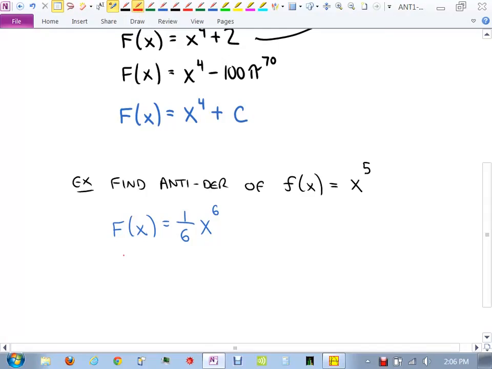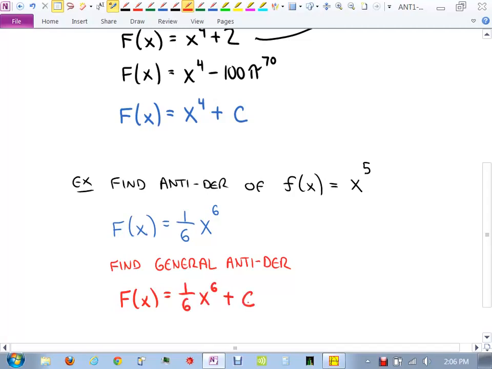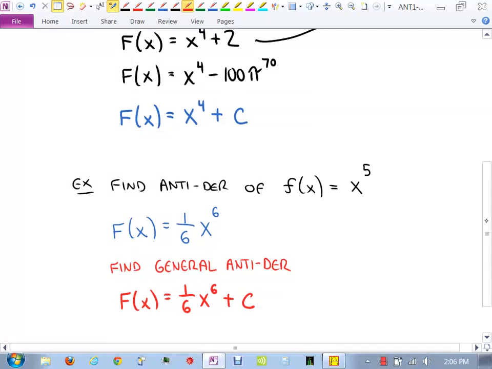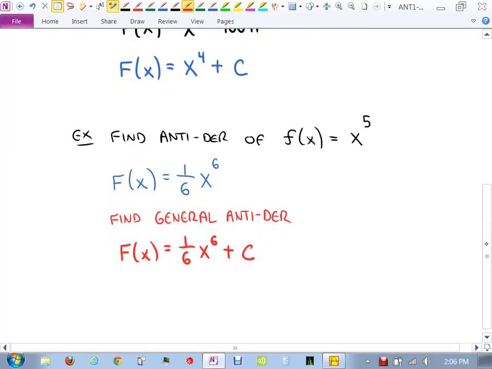Now if I were to ask you this instead, find the general antiderivative, then I would want it to look like this. Capital F of x equals 1/6 x to the sixth plus constant. Every antiderivative of x to the fifth looks like that. Questions?